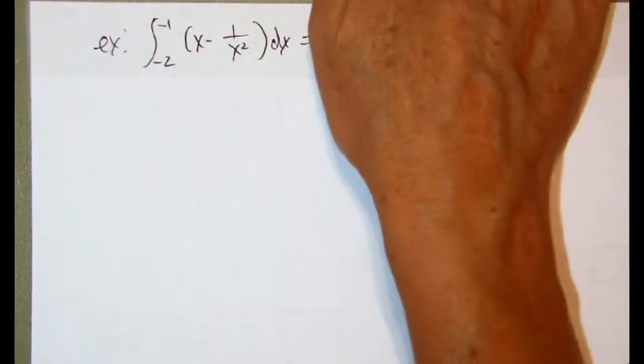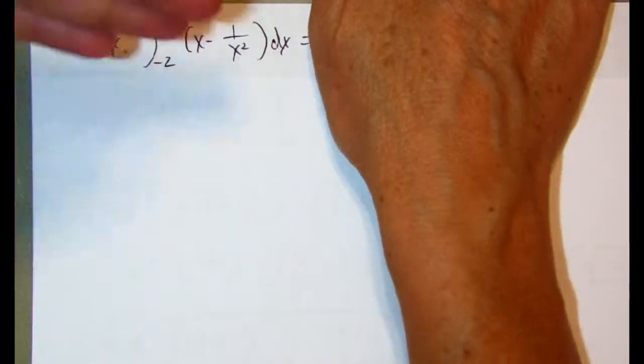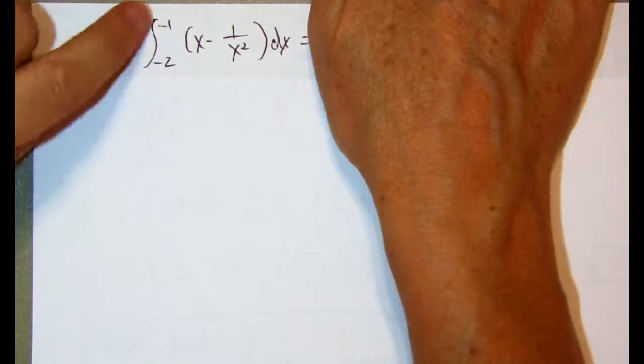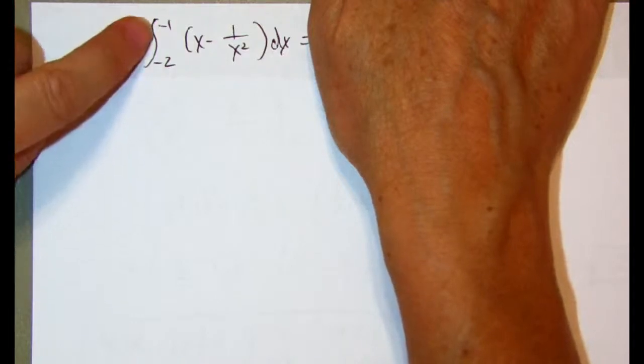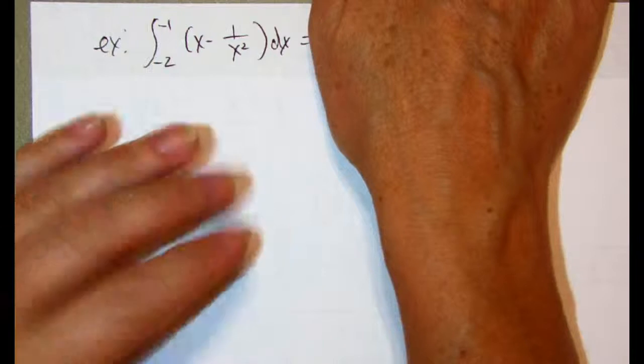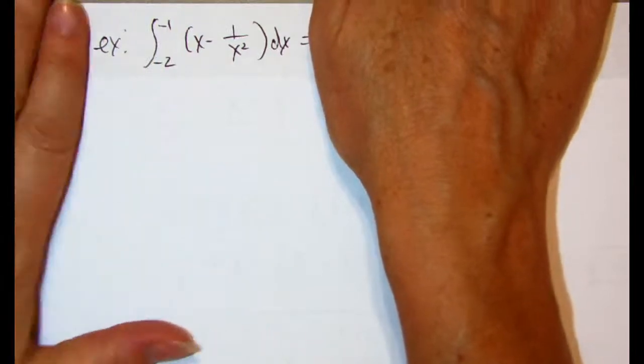Here I have a function, x minus 1 over x squared dx. I have no idea what that looks like graphed. And these values are correct. This is a larger value, and this is a smaller value from negative 2 to negative 1. So I'm going to go ahead and do this by the fundamental theorem of calculus instead of geometrically.